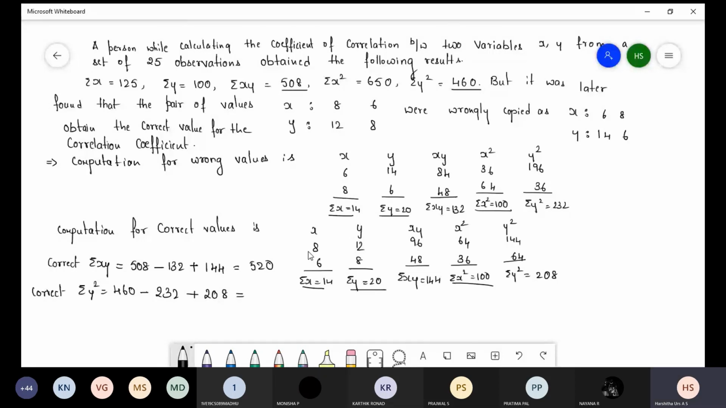436. After finding out this value, we have to find out x bar. x bar is equal to sum of x divided by n, 125 divided by number of observations 25. Next, y bar, sum of y divided by n, 100 divided by 25, that is equal to 4. Next, sigma of x square is equal to sum of x square divided by n minus x bar whole square. So here I have to take 650.